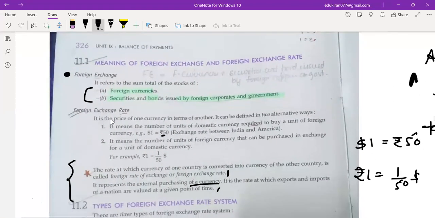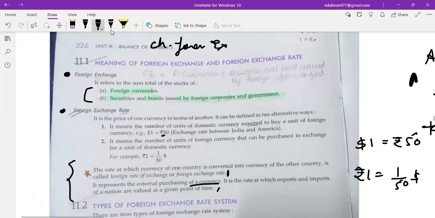Foreign exchange rate is basically the rate, and foreign exchange is basically the total of foreign currencies plus the securities or bonds which are exchanged or issued by the foreign corporations and government. Clear? So first you will write the heading, the chapter Foreign Exchange, and then you will write the meaning of foreign exchange, then the meaning of foreign exchange rate.